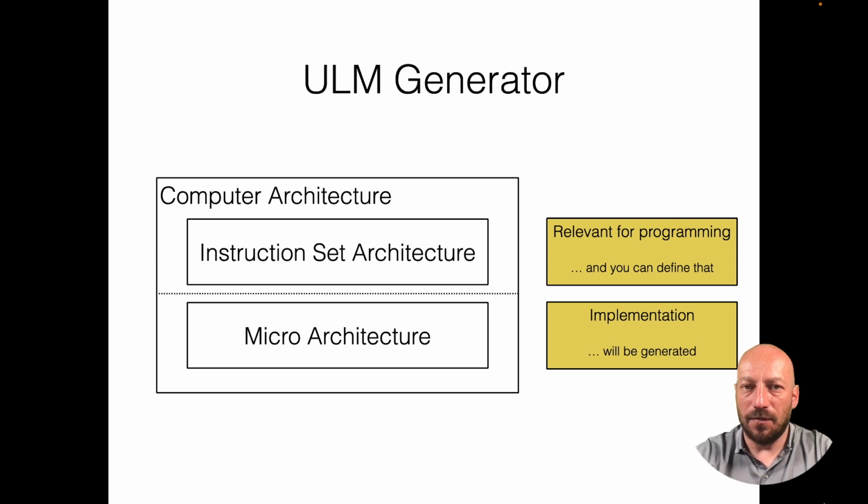You can specify an instruction set architecture, build some initial simple microarchitecture for it, some prototype, and then later improve this microarchitecture. Programs written for this computer still run on the improved version with a better microarchitecture. So this is one advantage of separating these two things. Another advantage is that in the first initial version of the computer, you just have a software implementation of the microarchitecture. And such a software implementation is provided by the ULM Generator.